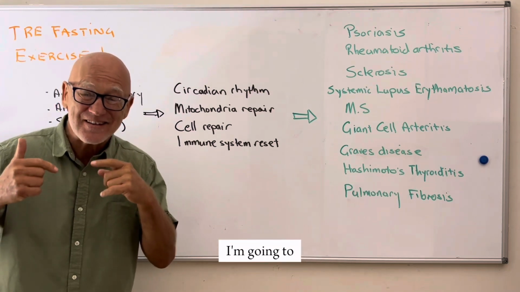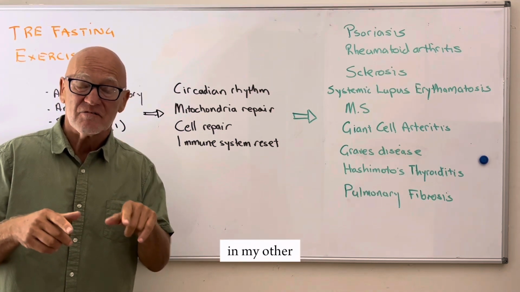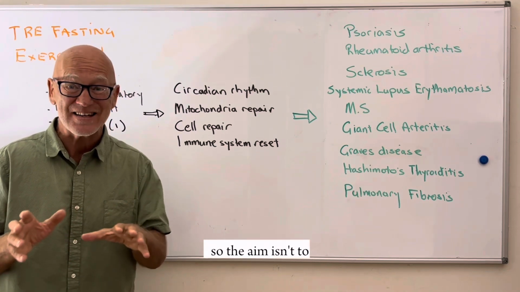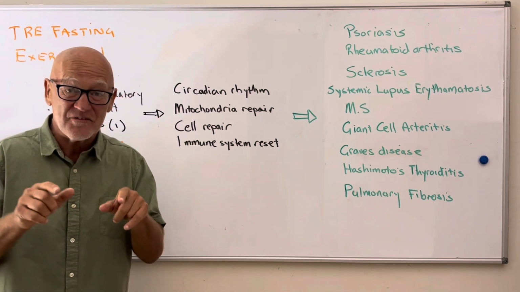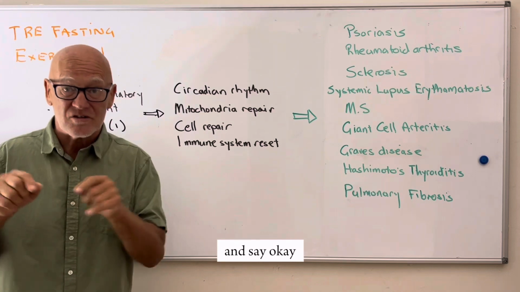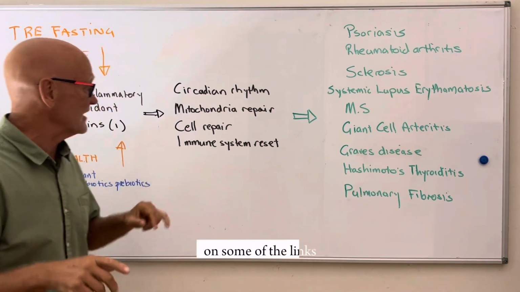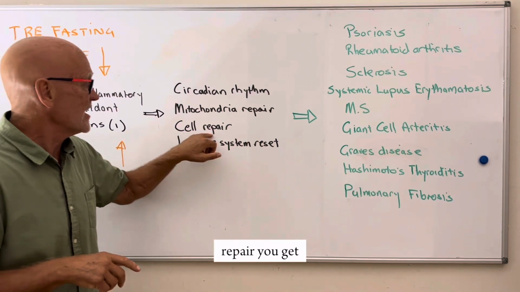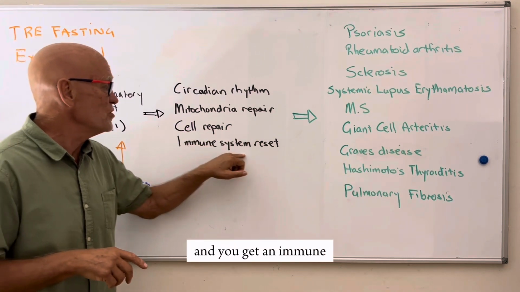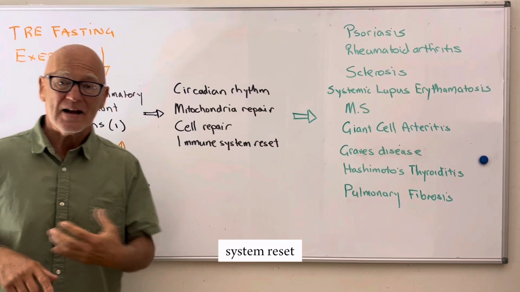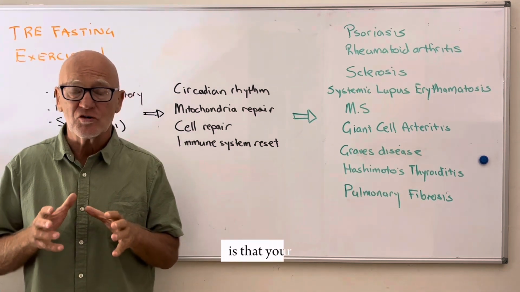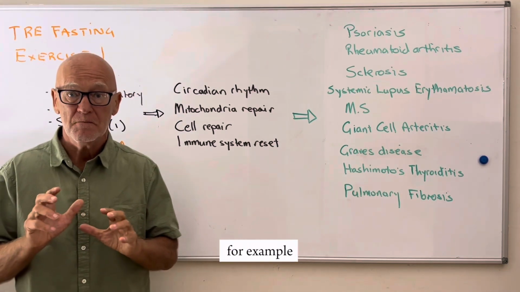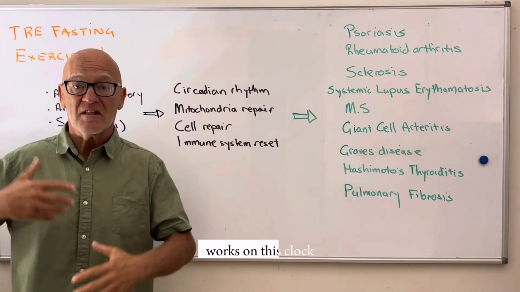And again, I go into this in a lot more detail in my other videos on fasting. So the aim isn't to repeat all that, it's to give you a kickstart here and say, okay, there's a lot more information, check that out on some of the links I've got below. So as a result, you get the mitochondrial repair, you get immune repair, and you get an immune system reset. Now, what most people don't realize is that your digestive system, for example, and the rest of your body works on this clock.